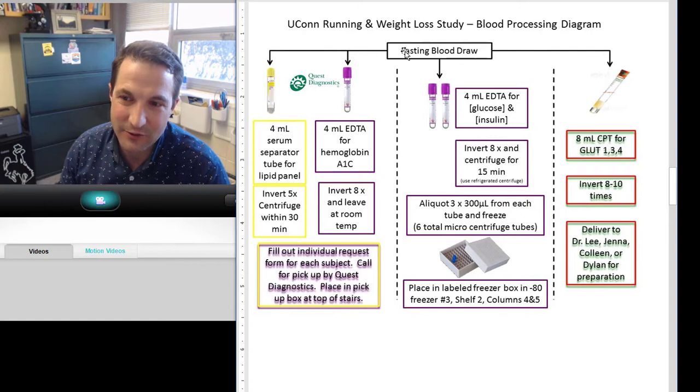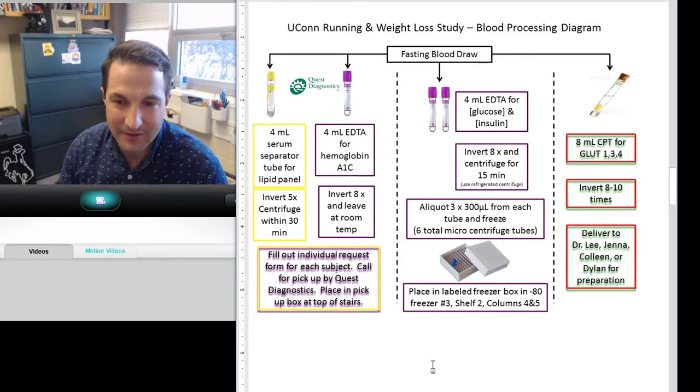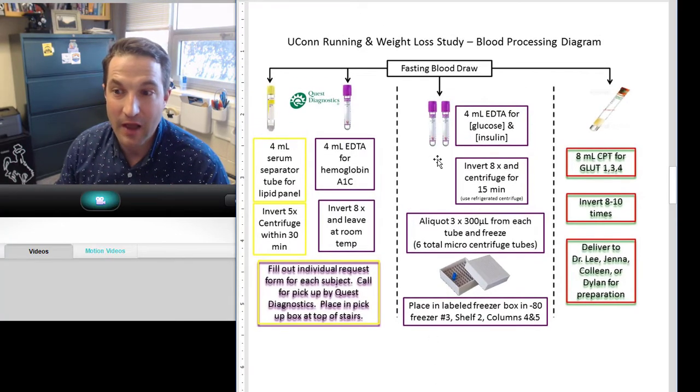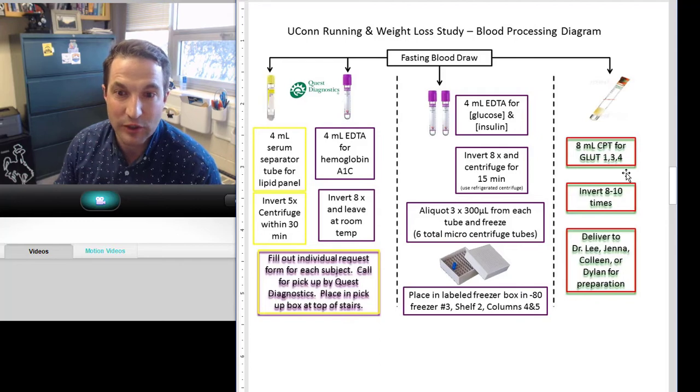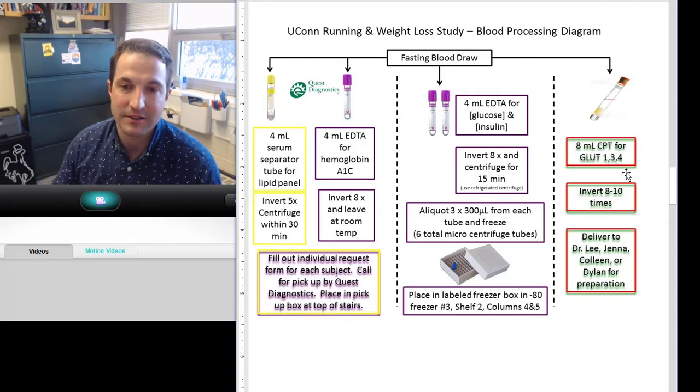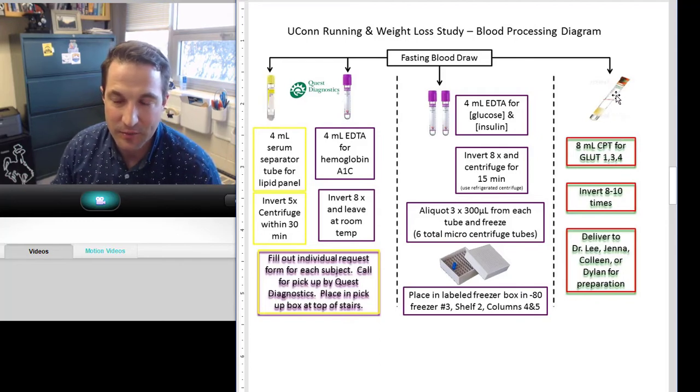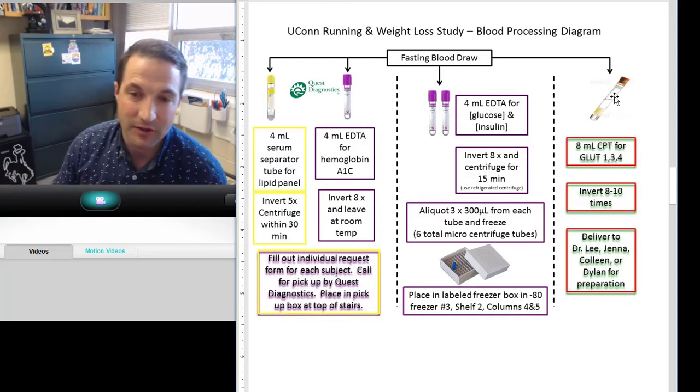What this did is this told us that during our fasting blood draw, I was going to be taking 1, 2, 3, 4, 5 different tubes of blood. Depending on the analyte that we wanted to do for this, we were going to be using a different tube and how much volume we needed for each of those. For example, our first one right here is our CPT tube, which is our cell preparation tube. This we use to evaluate the expression of GLUT4 transporters in the mononuclear cells here, the PBMCs, in that blood because they were going to be doing some run training.